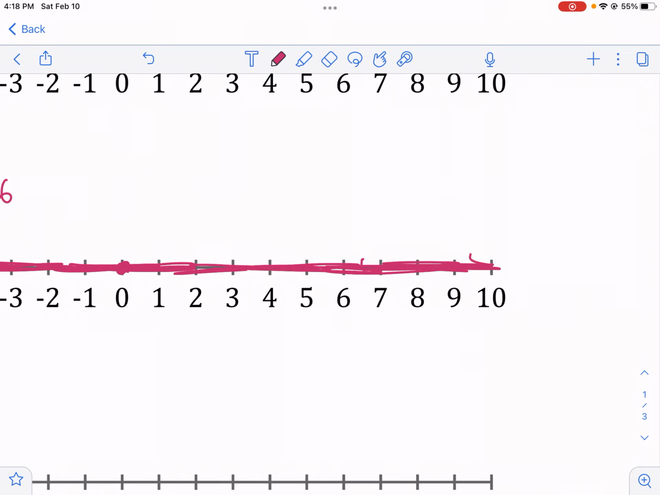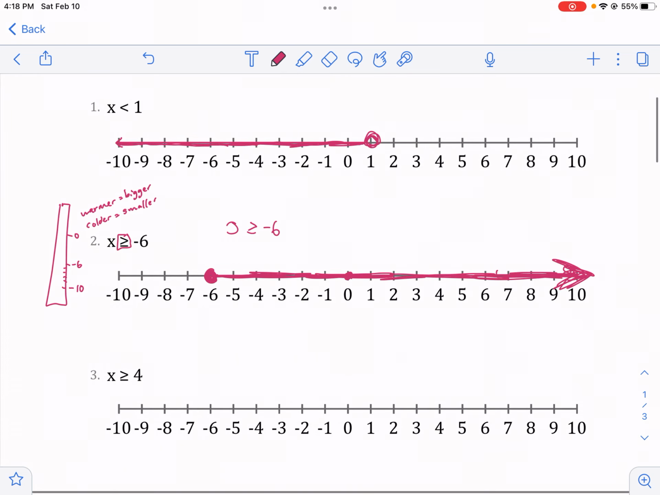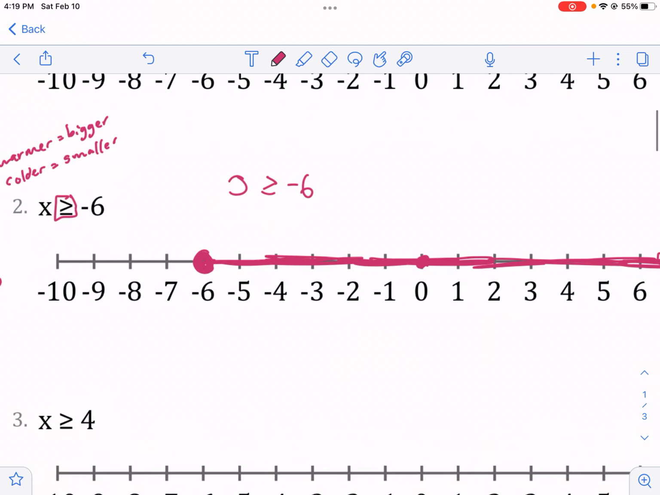It's very important you go all the way down to the end of the line and then make your arrow to signify that it's going to be a lot of values after that. I know it looks a little sloppy. There's my arrow in this one. But the main thing is understanding the values.